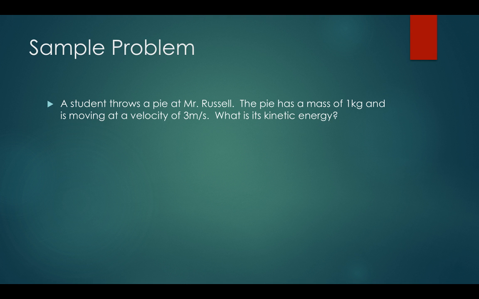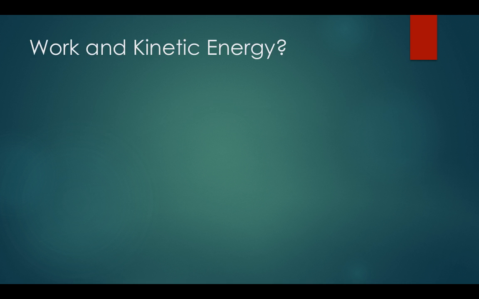Well, the equation basically said that it is going to be the mass times the velocity squared divided by 2. So your answer here ends up being basically 1 times 3 squared divided by 2, and you get 4.5 joules. So this pie doesn't have a lot of energy behind it.